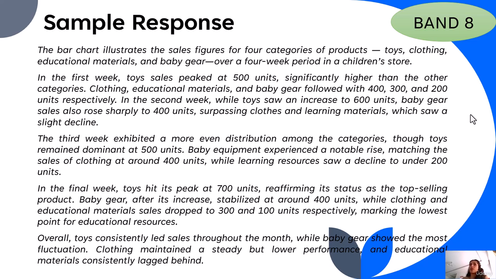Coherence and cohesion criterion. Band 8 again. Actually, all of the criteria received band 8. That's why we have a round score. In terms of coherence and cohesion, the response is well organized and logically sequenced. Ideas are linked smoothly with clear progression throughout the response. The use of cohesive devices like in the first week, in the second week, in the final week, overall, is varied and natural, helping the reader follow the argument effortlessly.